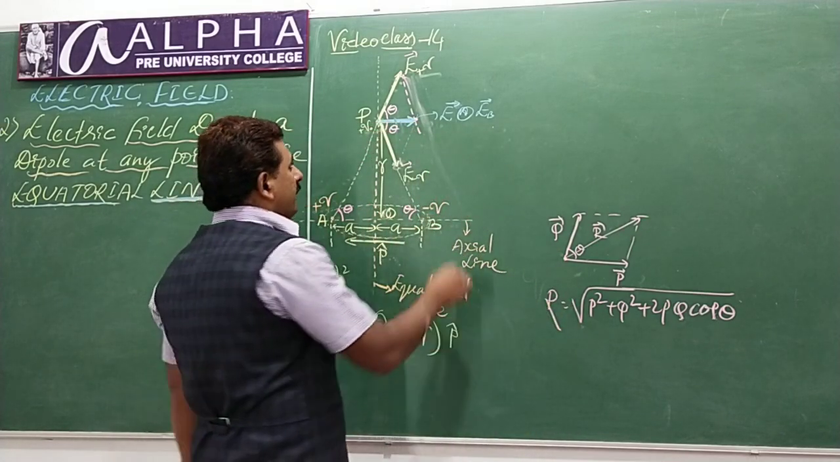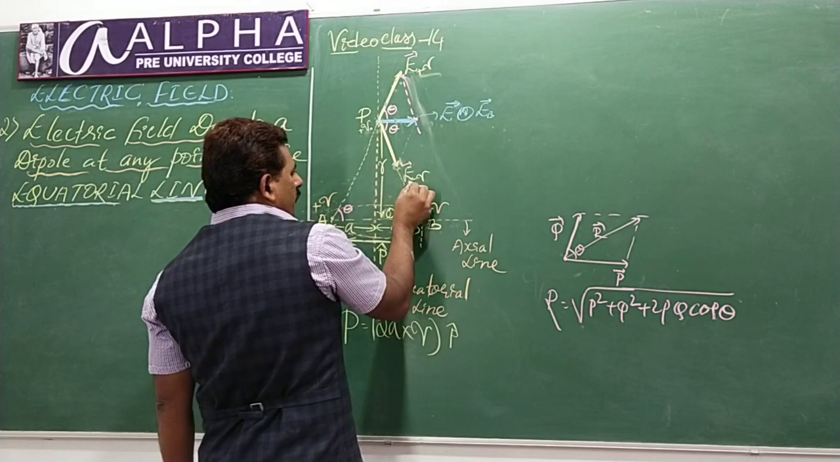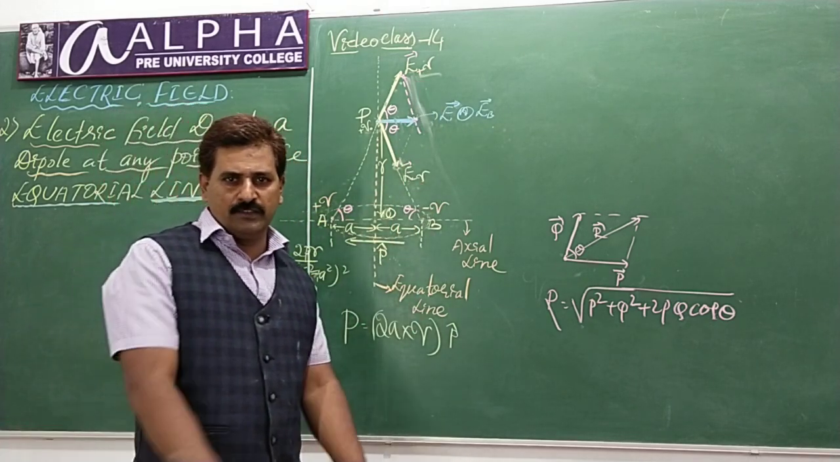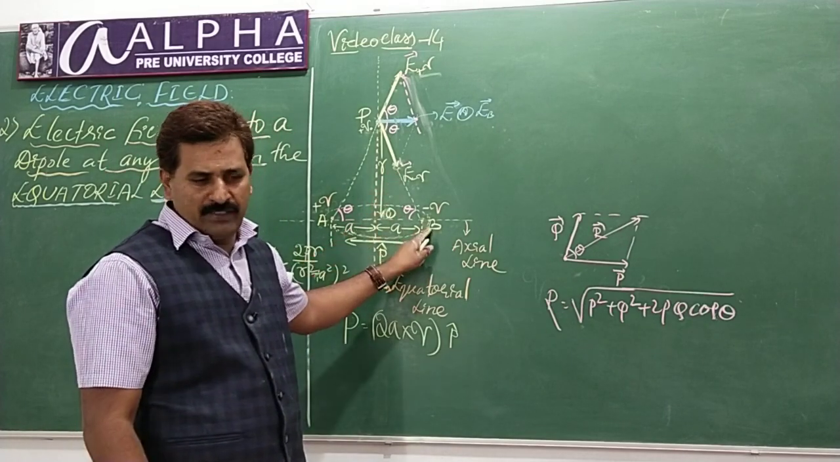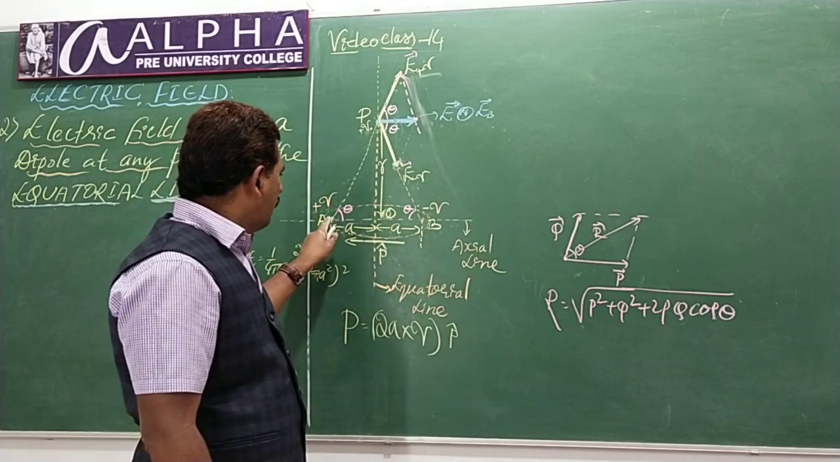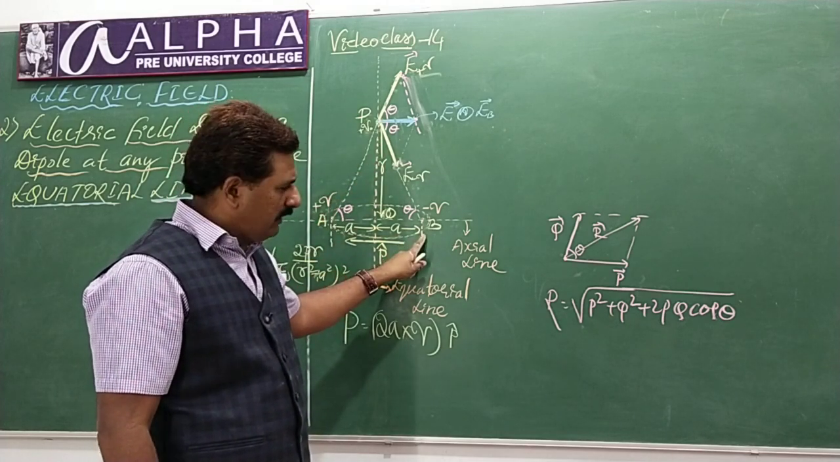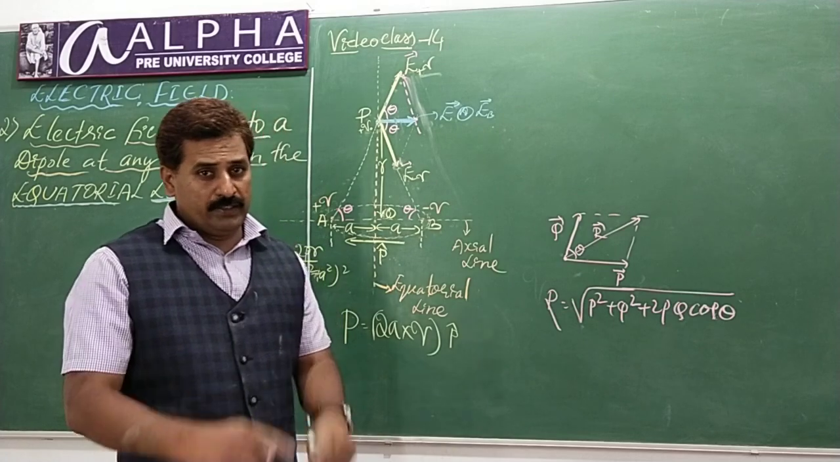But what is the P here? E plus Q value. What is Q? E minus Q value. What is the value of the electric field? Same, 1 over 4 pi epsilon 0, charge by distance square. Distance is given here, distance AP for one, and PB for the other. We will write the expression for that, and using this you can find the result.